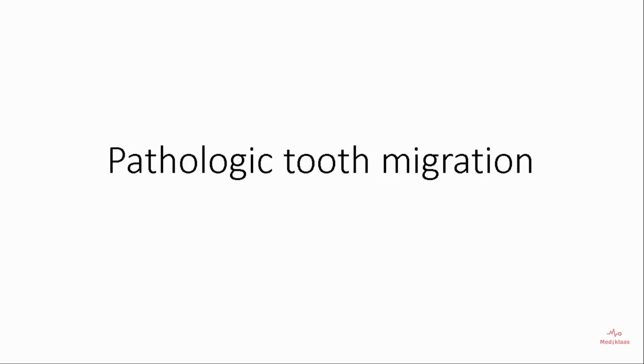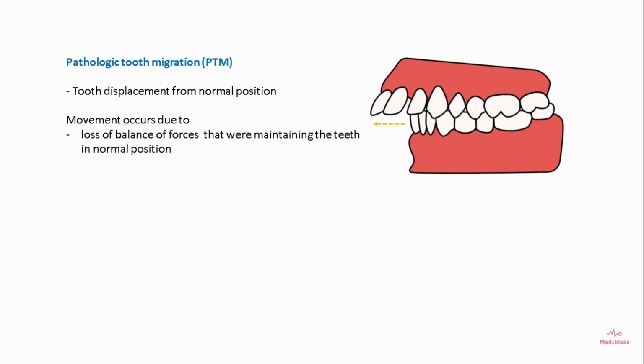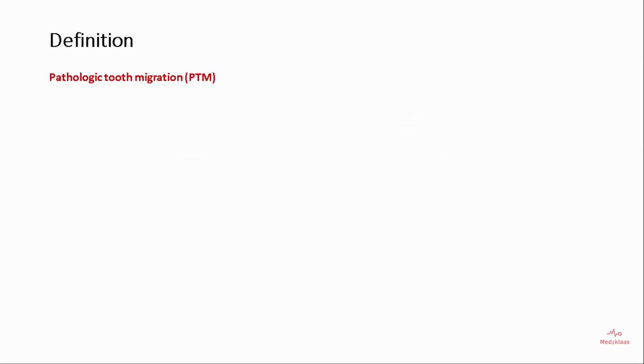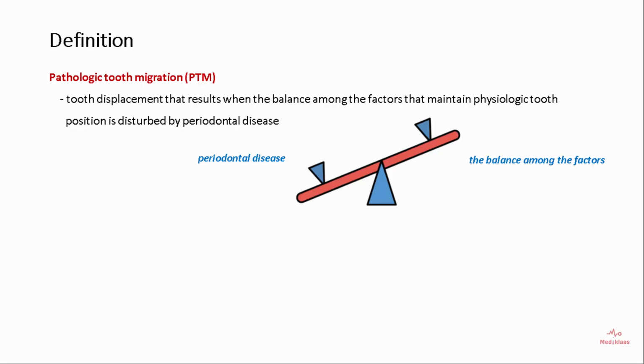Pathologic tooth migration. Pathologic tooth migration means tooth displacement from the normal position. Movement occurs due to loss of balance of forces that were able to maintain the teeth in the normal position. So by definition, pathological tooth migration is the tooth displacement that results when the balance among the factors that maintain the physiologic tooth position is disturbed by factors like periodontal disease. So in pathologic tooth migration, there is an imbalance among the factors due to periodontal disease.